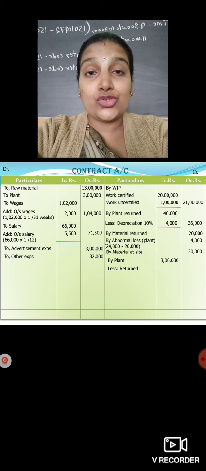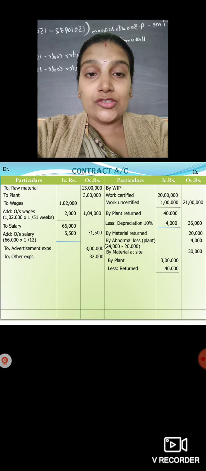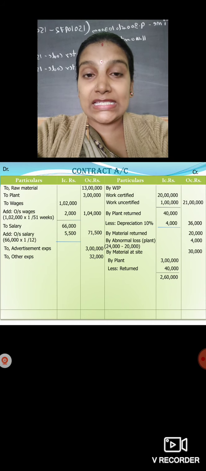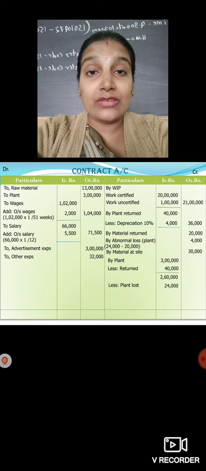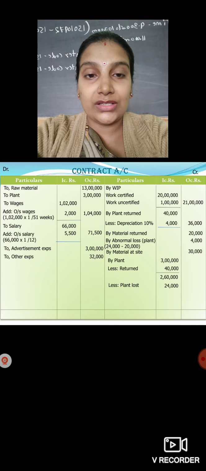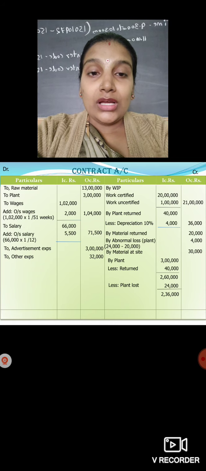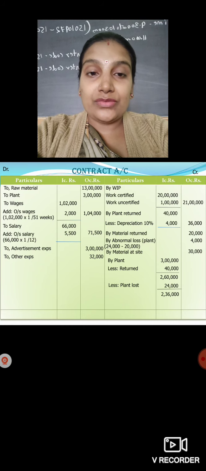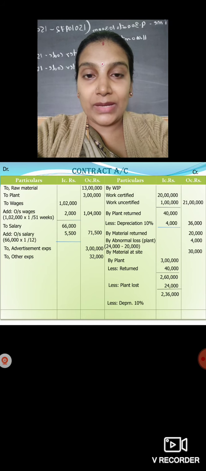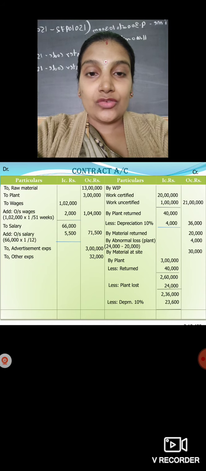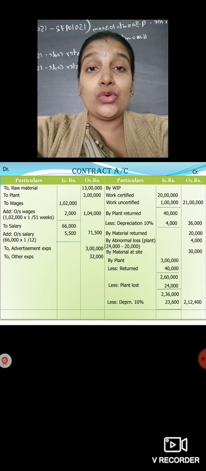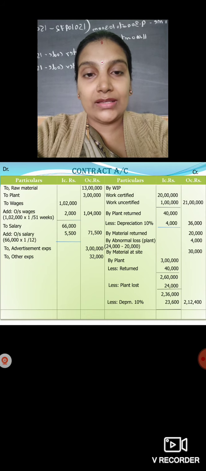In that, first you should less return. How much have we returned here? 40,000. So plant left with us is 2,60,000. On that, plant lost, you should less. How much have we lost in the accident? 24,000 units. So 2,36,000 we got as the final balance of plant. On that, 10% depreciation, how much will we get? 23,600. So the final closing balance of plant we have is 2,12,400 here.